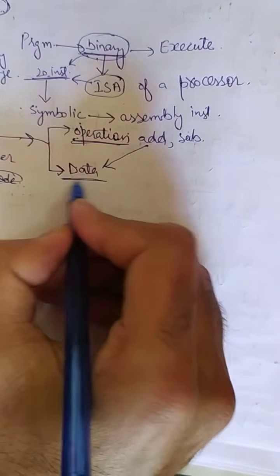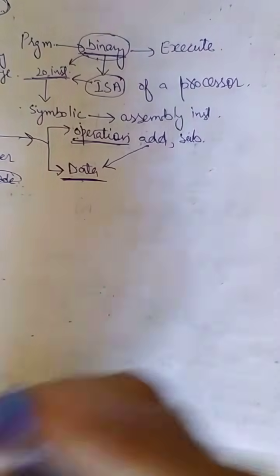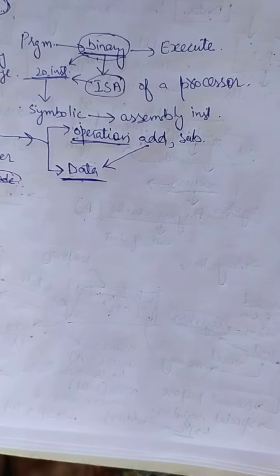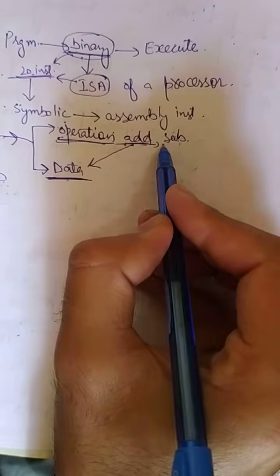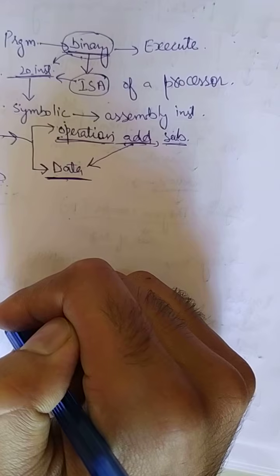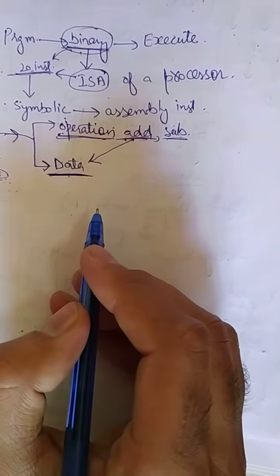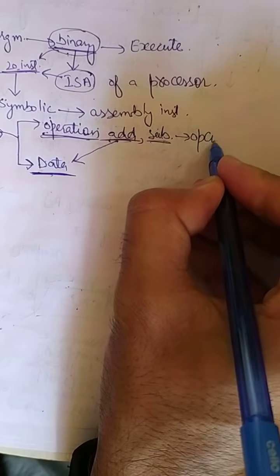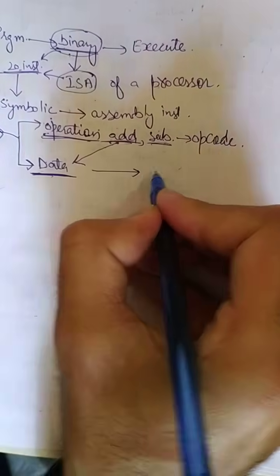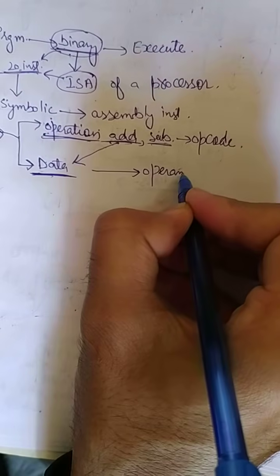And the data, there is basically not data, we will be having the locations, either registers or memory. So we have to apply this operation on registers or on the memory. Okay, and the data is stored in that particular register or in that particular memory location. So we have two parts. This operation part is called opcode. So it specifies the type of operation, and this data part is called the operand.